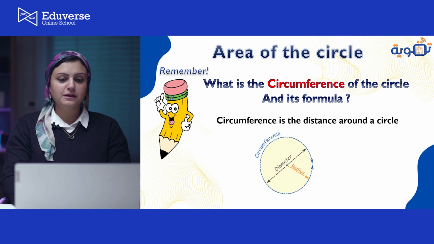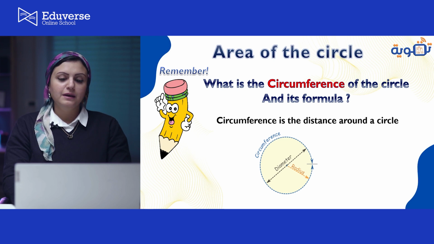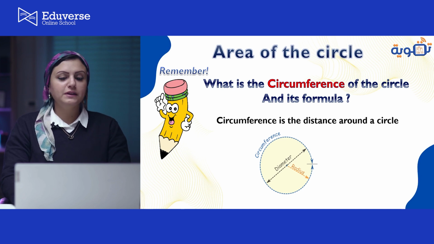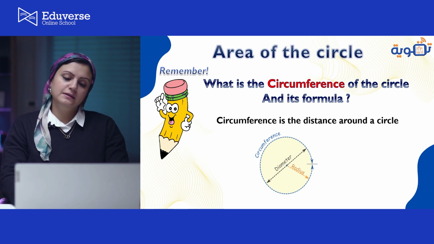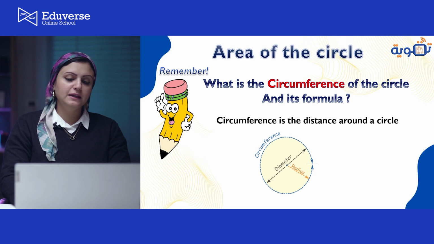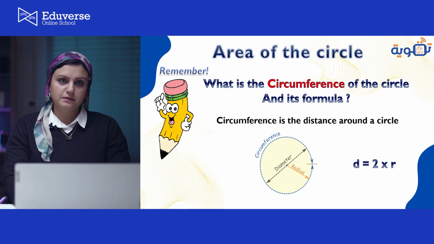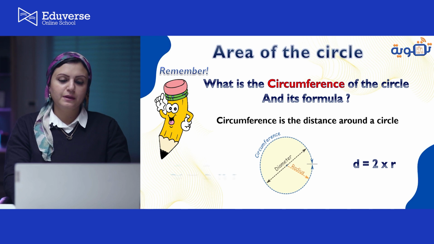As we mentioned, circumference is the distance around the circle. Remember the circle has a very important concept, which is called the radius, that we need to know before drawing any circle. What is a radius? It is a line segment joining the center of the circle and any point on the circle. Remember also the diameter. Diameter is equal to double of the radius. So diameter is equal to 2 multiply radius.